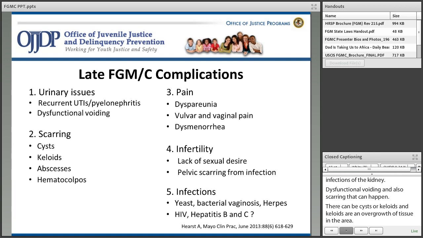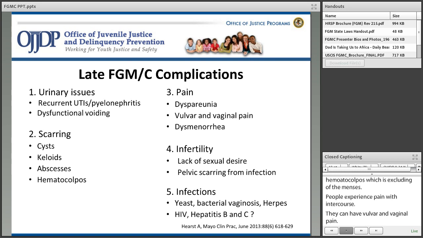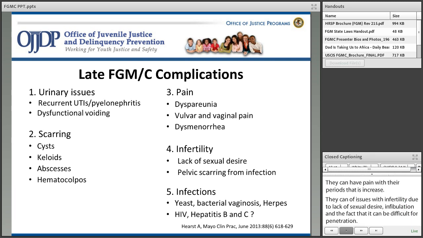People experience pain with intercourse. They can have vulvar and vaginal pain. Sometimes clitoral neuromas will develop, and they can have increased pain with their periods. They can have issues with infertility due to lack of sexual desire, due to infibulation and the fact that it can be difficult for vaginal penetration, and they can have pelvic scarring because of infection leading to pelvic inflammatory disease, and that can cause fertility issues. There's also increased incidence of yeast infections, bacterial vaginosis, and herpes simplex virus, and theoretically there's a risk of increased HIV, hepatitis B, and hepatitis C, although there's no clear evidence for that.